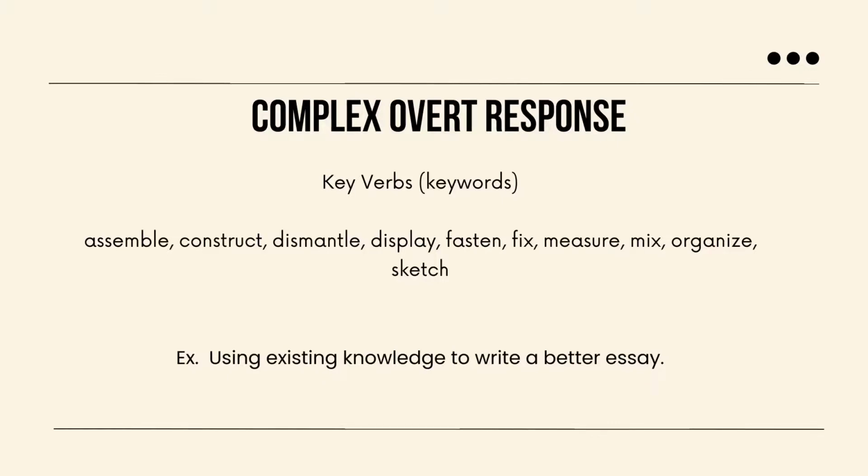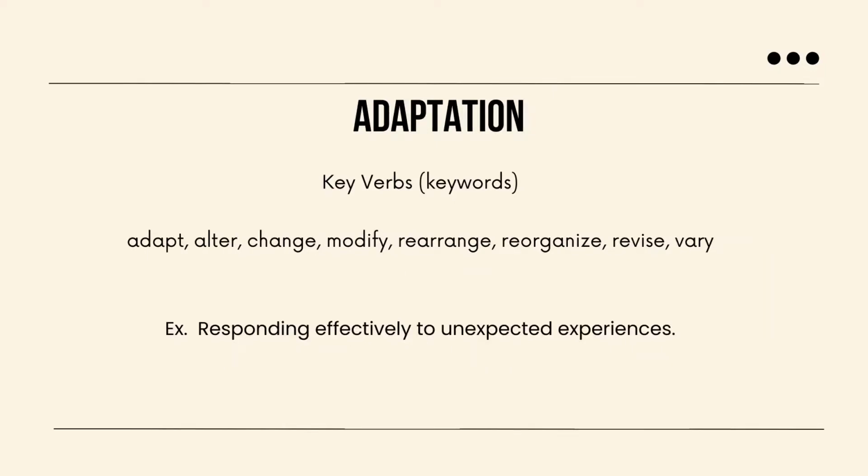This is the expert level where one can consistently perform a task with accuracy. The behavioral verbs are the same as mechanism, but will have adverbs and adjectives that will indicate that the performance is quicker and better. Next is adaptation. On this level, skills are well developed and the individual can modify movement patterns to fit special requirements. For example, responding effectively to unexpected experiences. The behavioral verbs for adaptation are adapt, alter, change, modify, rearrange, reorganize, revise, and vary.